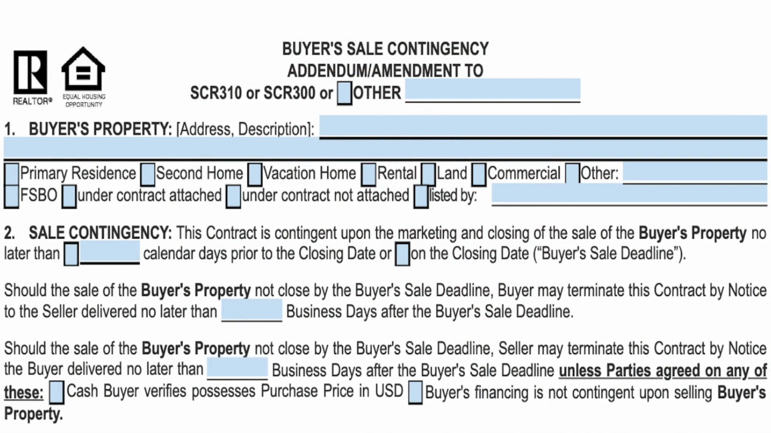It says, should the sale of the buyer's property not close by the buyer's sale deadline, seller may terminate this contract by notice to the buyer, delivered no later than blank business days after the buyer's sale deadline, unless parties agreed on any of these. And then there's 2 boxes that say: cash buyer verifies possesses purchase price in US dollars, or buyer's financing is not contingent upon selling buyer's property.